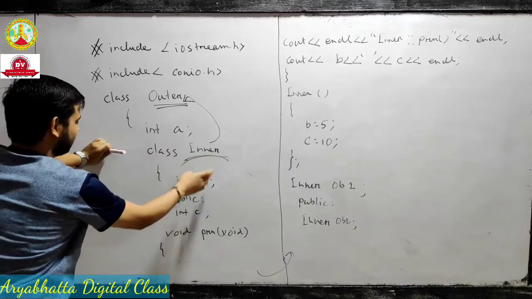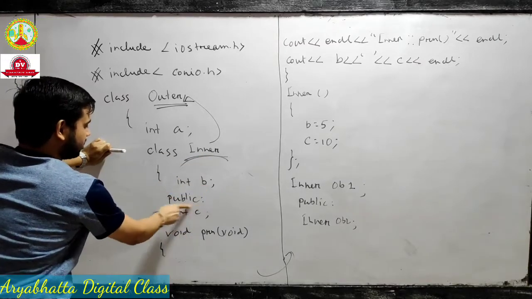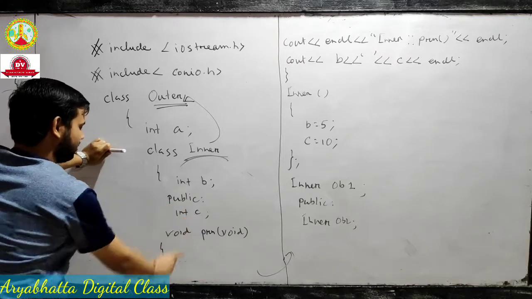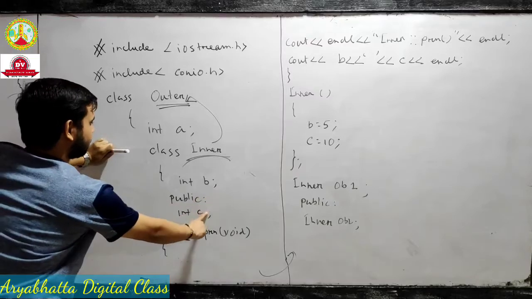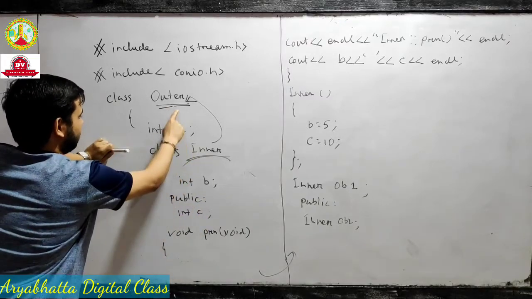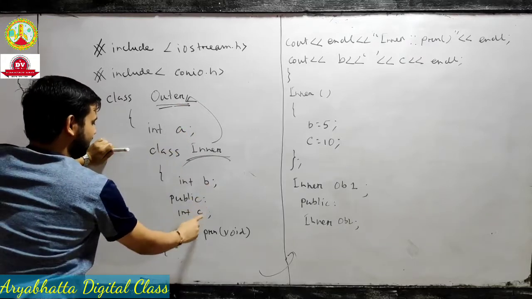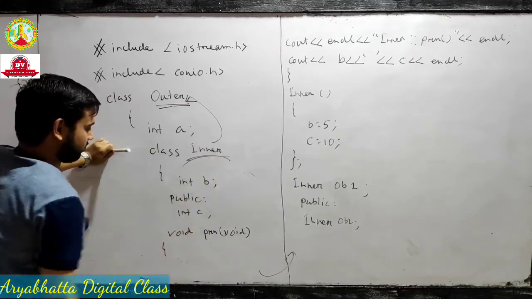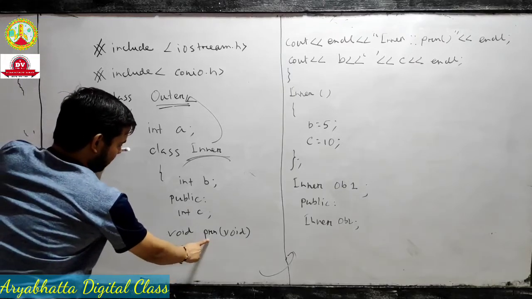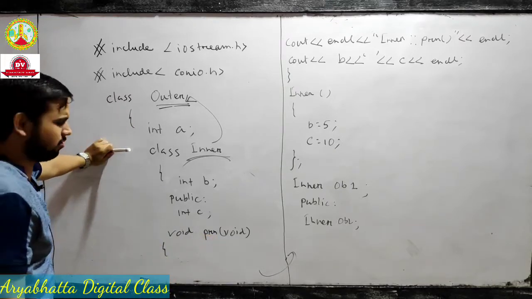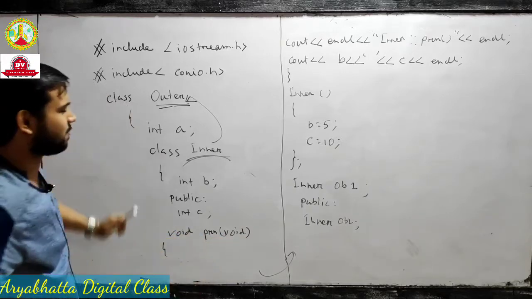And under the nested class, these are the data member variables: int b, access specifier public, and int c. These two are variables b and c, and a is for the outer class variable. This a is for the enclosing class variable, and this b and c are for the nested class variable. Okay, and these are the member functions. Void prn, any name you can take. This is the void argument.